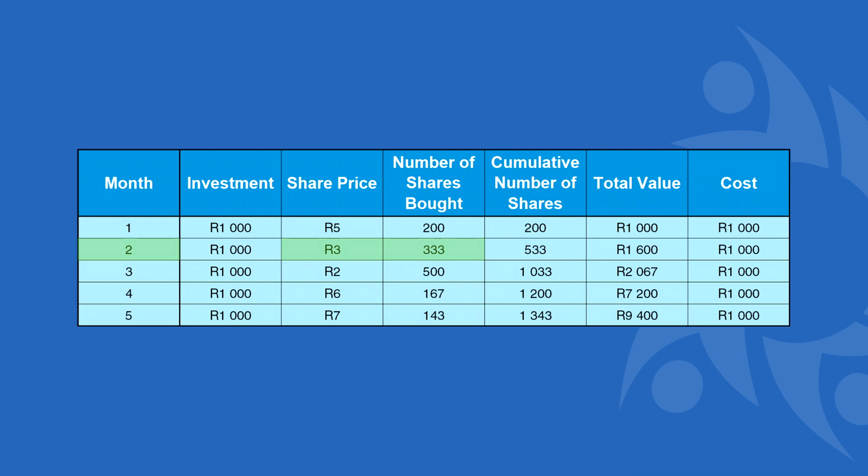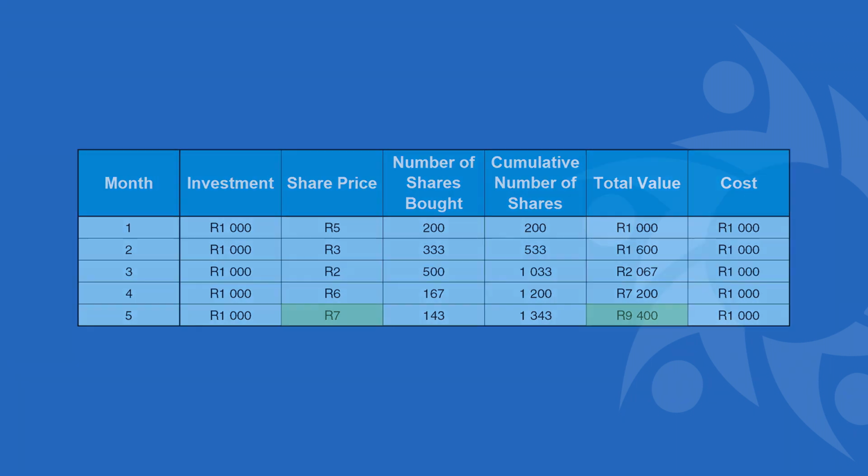If we look at the result after 5 months, we can see that in total she bought 1,343 shares for 5,000 Rand. But the share price is now 7 Rand per share, so the investment that she has is worth 9,400 Rand. But she only paid 5,000 Rand for the shares because of the cost averaging.